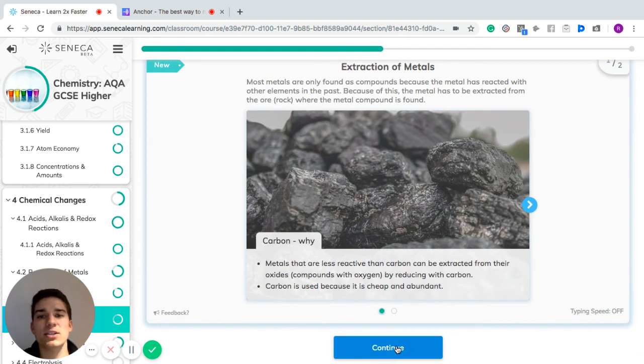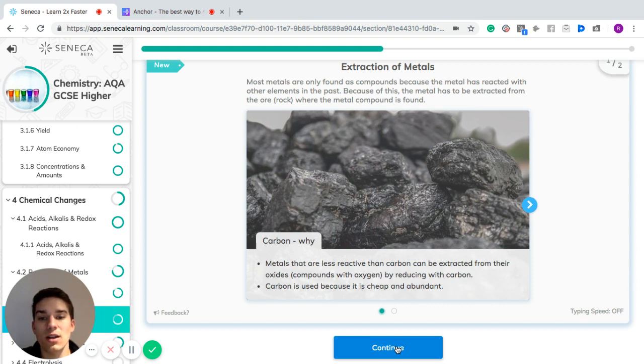Now, when we're thinking about extraction of metals, most metals are found as compounds because the metal has reacted with other elements in the past. So this is when we're thinking about getting them out of the ground. Because of this, the metal has to be extracted from the ore where the metal compound is found. Now, ore is just the word that we use for rock, basically, that's got metal in it.